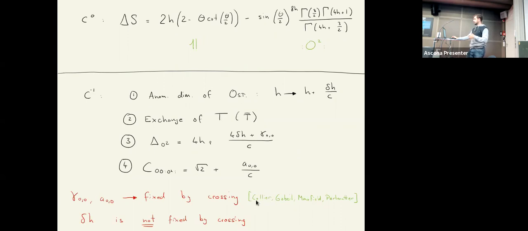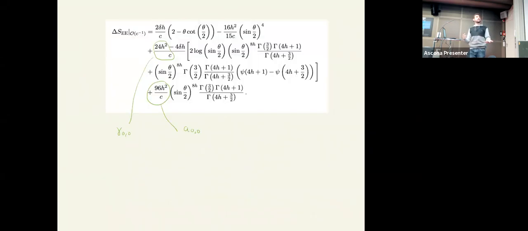There's very simple expressions. I'll show you in a second, and this was worked out in a paper by Collier et al. On the other hand, the change in the single trace scaling dimension is not fixed by crossing, at least not perturbatively. And so that will be important to keep in mind for later on.